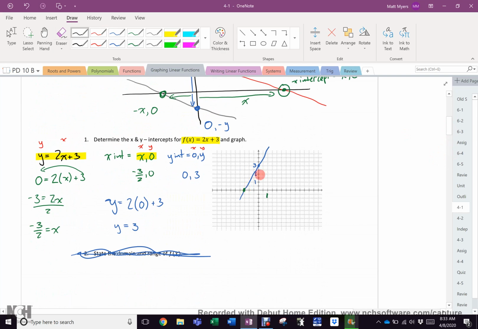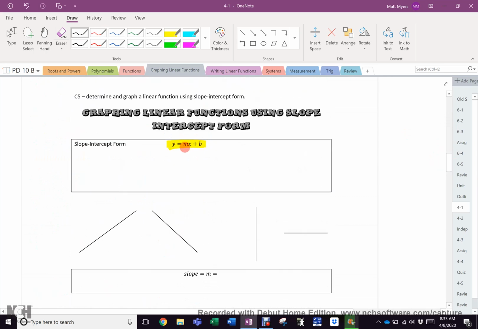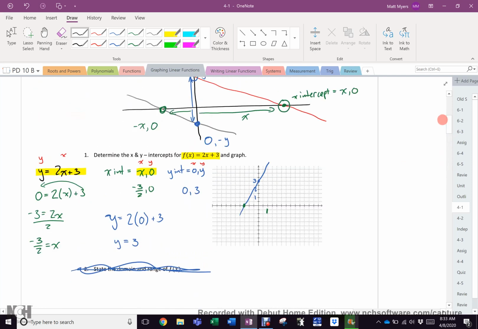Now, this y and x, you already know what y and x are. These are points on the graph. Right? Now, let's look at the other two. I got an M and I got a B. Let's look at that B first.